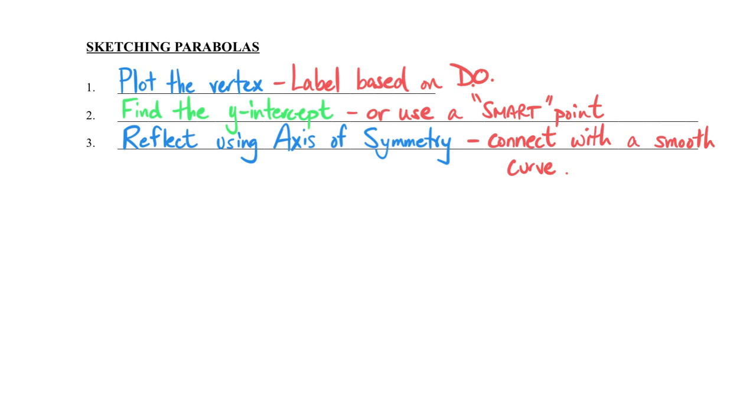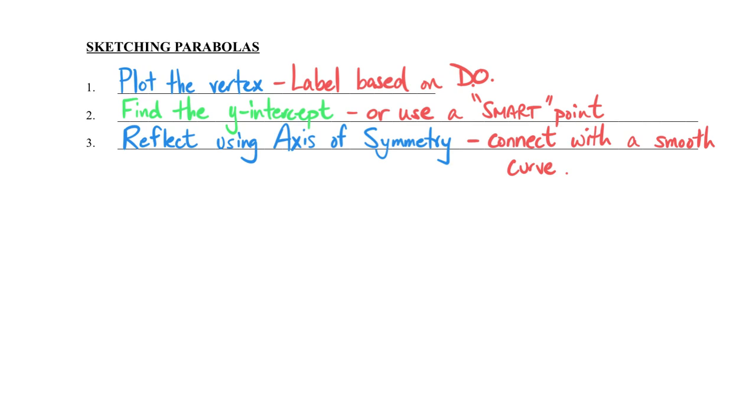Step 1, plot the vertex. We should be able to read the vertex from our equation. The vertex is the most important point on our parabola. It's our change of direction. Let's plot where we think it would lie. Now, what you see in red is a little bit of a descriptor, a little add-on, something to help you with. I put in red that I want you to label that vertex based on the direction of opening. I'll show you what I'm talking about as we move forward.